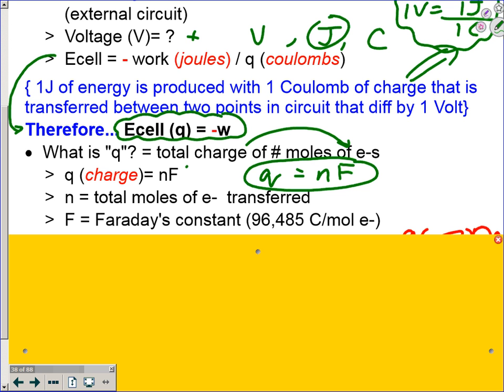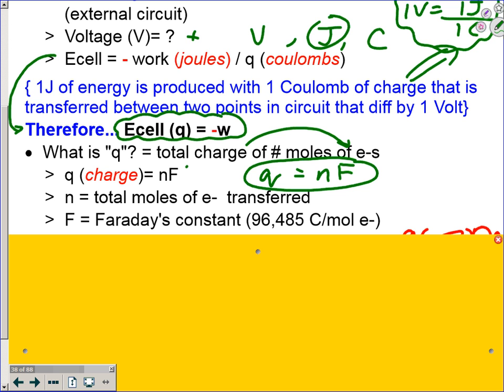All right, so we have a relationship between work, E cell, and Gibbs free energy. And then that work in E cell has a relation, and the piece that connects it is charge, and charge has its own equation, which is N times F.